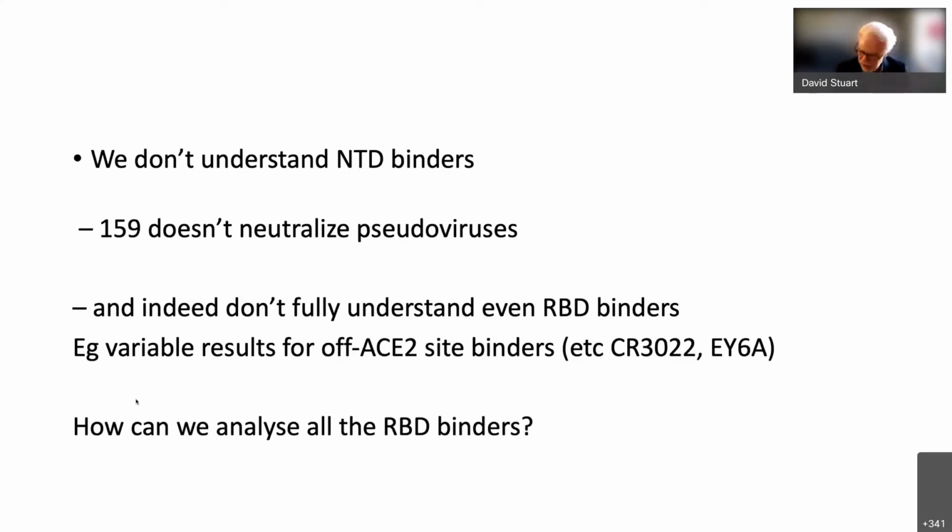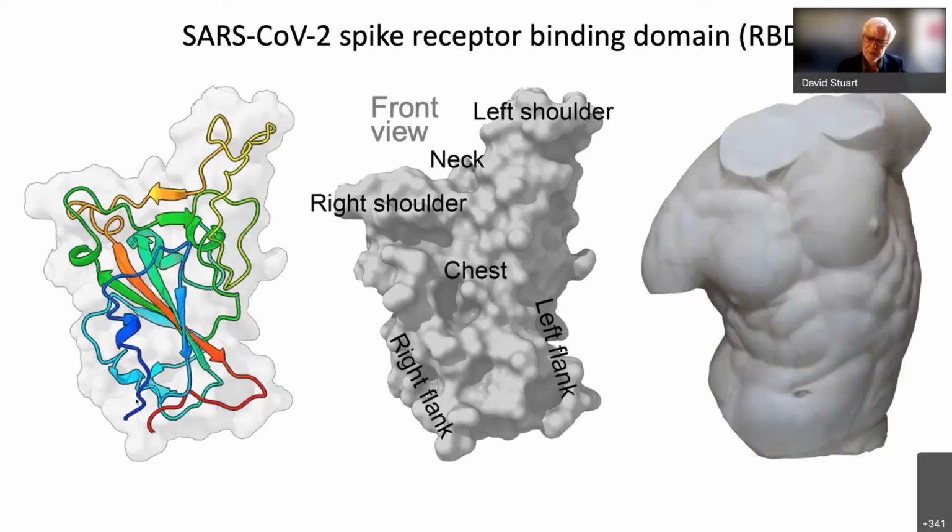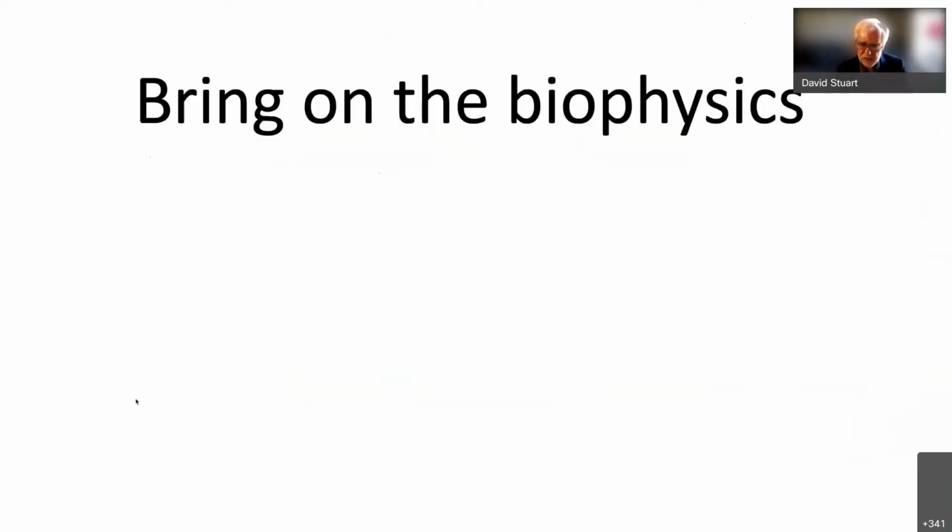So we have this problem then. We've got these 80 RBD binders. How do we make sense of them? And what we wanted to do was to map where they all bind onto the receptor binding domain. And here, this is where the left shoulder comes from. You can imagine that the receptor binding domain is roughly in the shape of a classical torso, and that then allows you to define left shoulders. And the left shoulder is on the right in this view, but it's the left shoulder of the person whose torso it would be. And chest, right flank, left flank, and so on. So that gives us a way to navigate where the binding is.